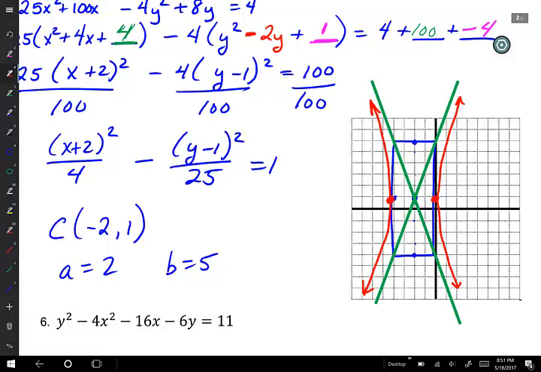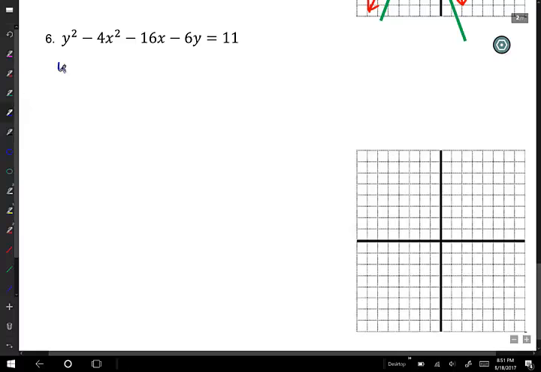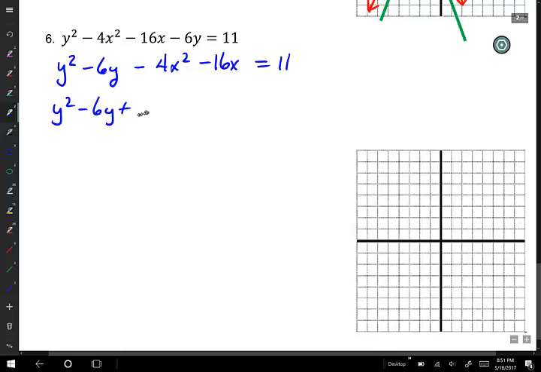Let's look at a second one where the y squared is positive. We're going to group the y squared minus the 6y, then the negative 4x squared minus 16x, and that equals 11. Now we're going to complete each square by putting in our blanks, realizing we have to factor out that negative 4. So x squared plus 4x. I want to emphasize that. That's a plus 4x because we factored out a negative 4.